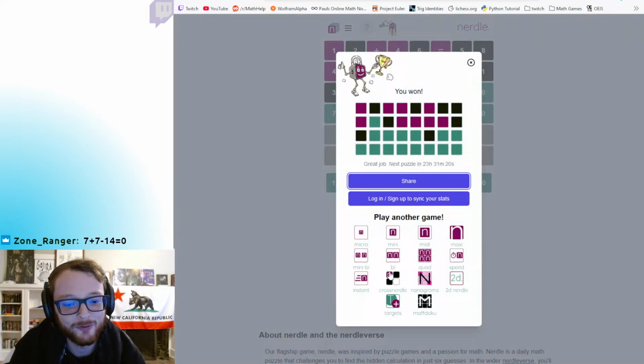They have crazier ones too. They have a binurdle, a quad nurdle. That one's new, where you solve 4 at once. A cross nurdle. I don't know what that will be.